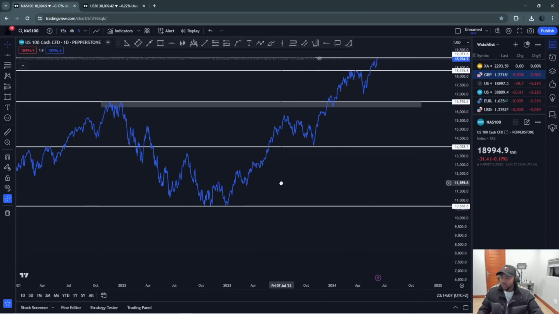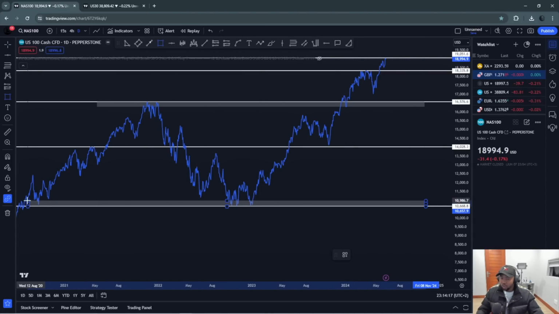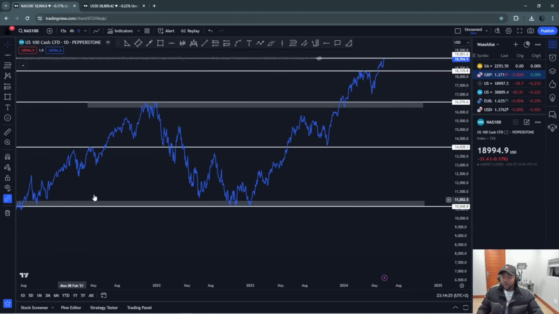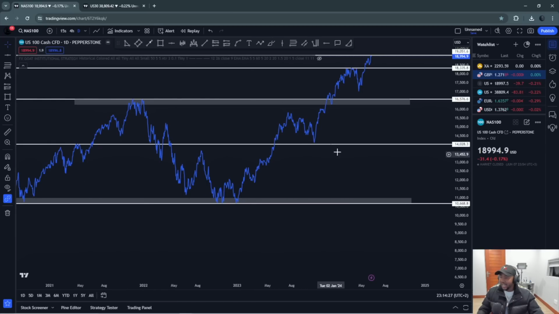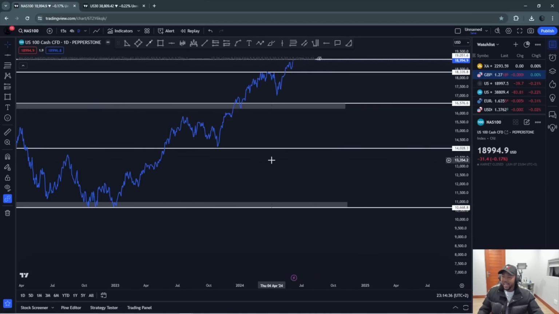One thing I also want to notice is that we have actually been inside this consolidation. This used to be one of the strongest resistances in the past, and this also used to be one of the strongest supports in the past. So for quite a long time, Nasdaq was stuck inside this consolidation. However, it finally broke above, gave us a retest, and we are now pushing for new higher highs.